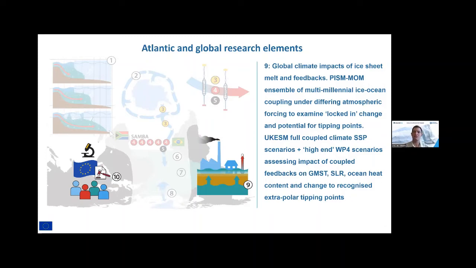and really to look at the potential for locked-in change and the potential for tipping points and cascading tipping points on long timescales. While the UK ESM will be run on centennial or 2300 timescales using fully coupled ice sheet, ocean, and climate, and looking at a range of coupled SSP scenarios, as well as some of the high-end work package 4 scenarios where we're looking at that possible tipping point type melt.